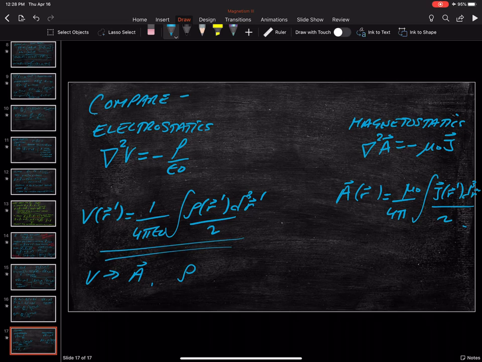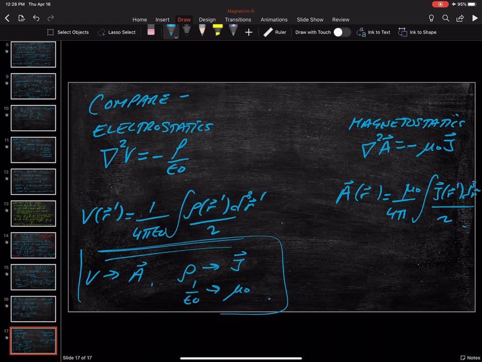Rho goes to J, and 1 over epsilon naught goes to mu naught. Okay? And so we've got these very nice substitutions here, which tell us that everything that we did for learning about voltages, all of those situations where we learned about voltages, we can also use these to figure out the vector potential. So we don't have to go through all the same work again. We've already done it. And that's nice.